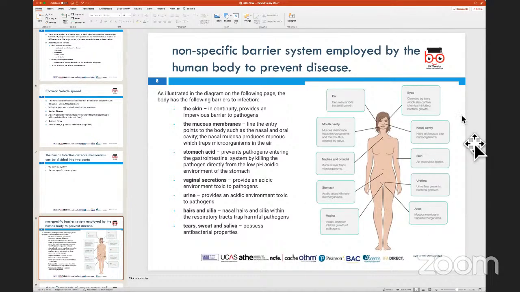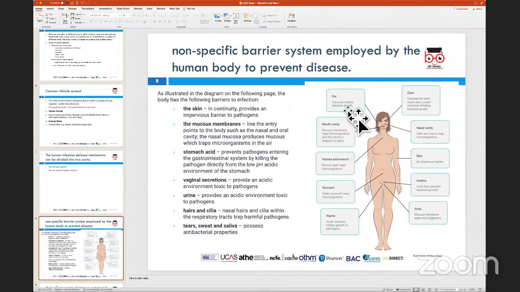So this particular image actually highlights the non-specific barriers that we are discussing, and I've mentioned them in a couple of slides before. When we talk about non-specific barriers, which form the first line of defense against the infection or the pathogen, they are external to the body and they are innate. That means something that you're born with, or the immunity which is essentially present in your body because you're born with it.